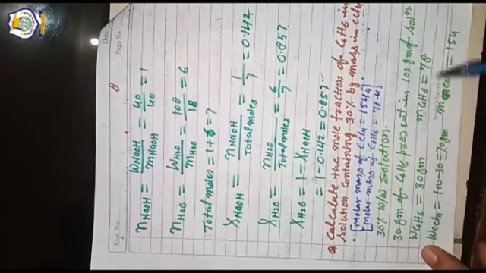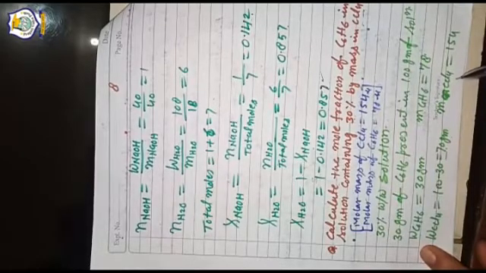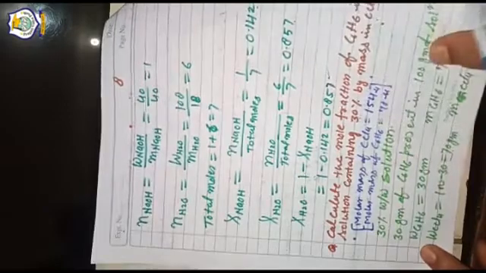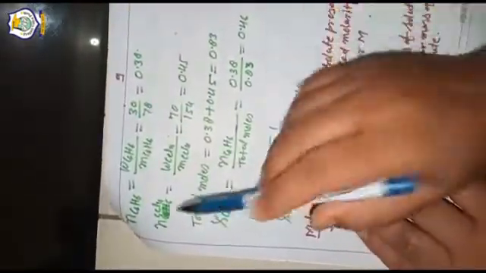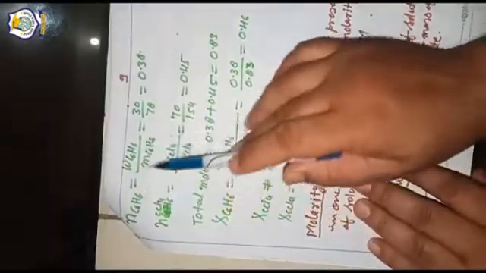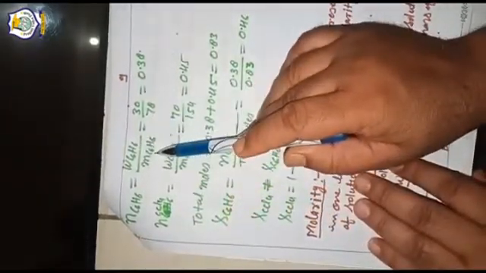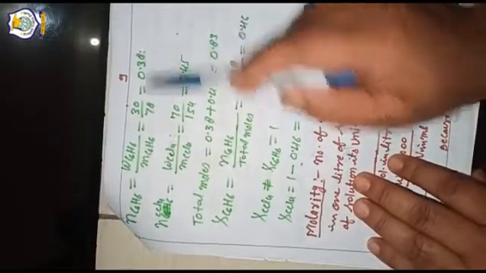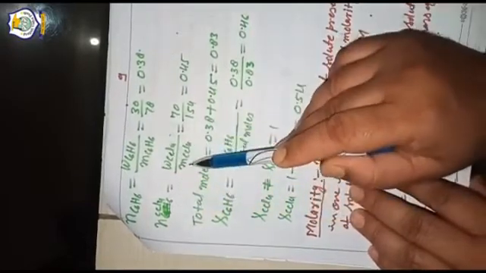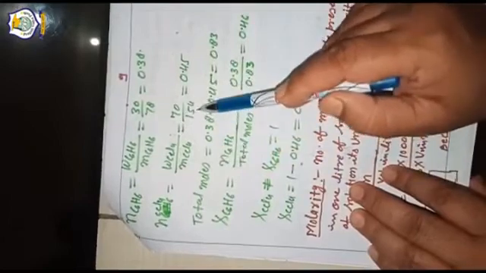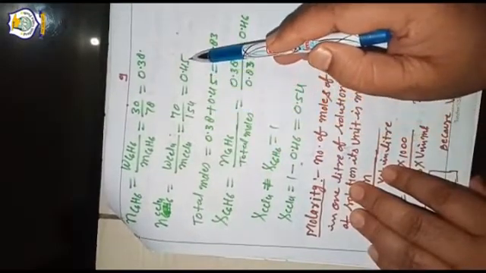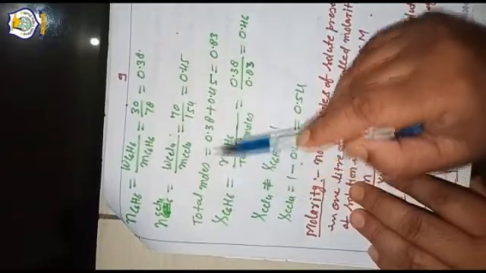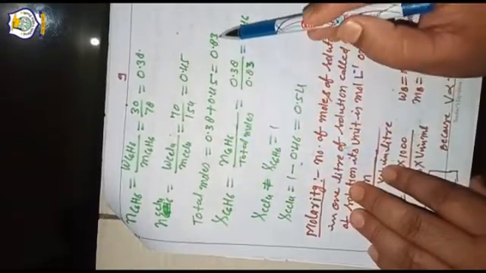The molar mass of benzene is 78 and the molar mass of carbon tetrachloride is 154. First we find the number of moles of benzene by using mass of benzene upon molar mass. It is 0.38, and moles of carbon tetrachloride, mass of carbon tetrachloride upon molar mass, 70 upon 154, it is 0.45. The total number of moles of solution are 0.83.